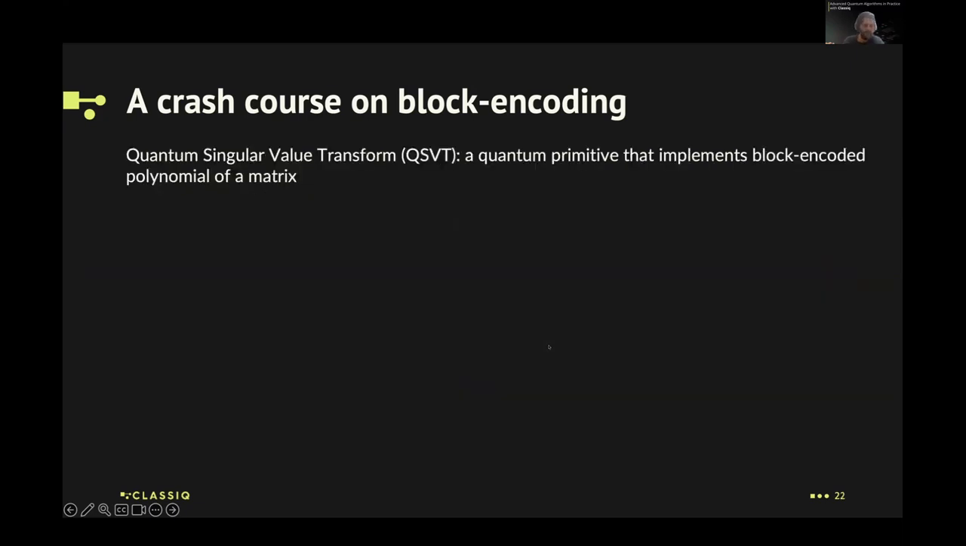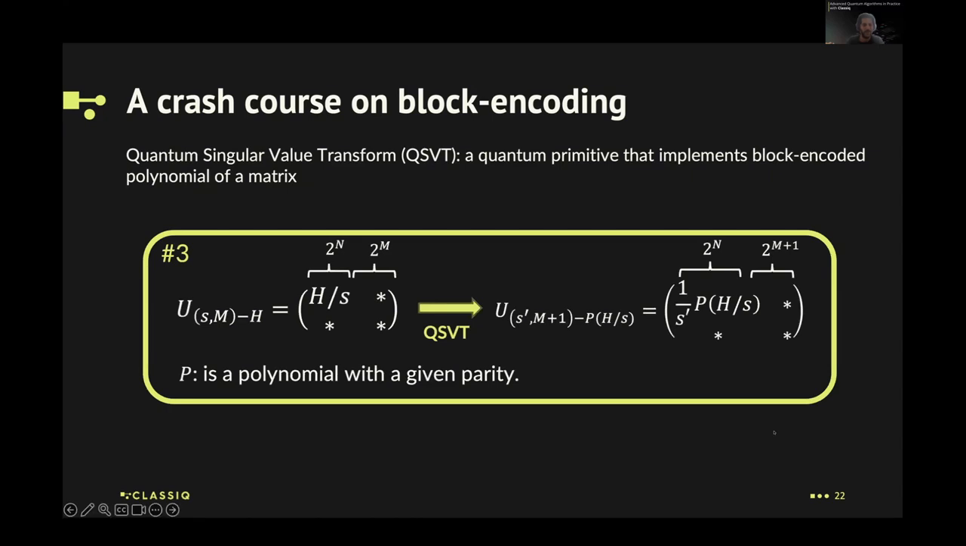Okay, and now for the third part, the quantum singular value transform. This is essentially a quantum primitive that implements a block encoded polynomial of a matrix. What do I mean by that? Let's say I have a block encoding of size n. I mean, my H is 2 to the n, and my block size is m. Then the QSVT technique gives you a block encoding of some polynomial of H. Okay, what is the characteristic of this block encoding?